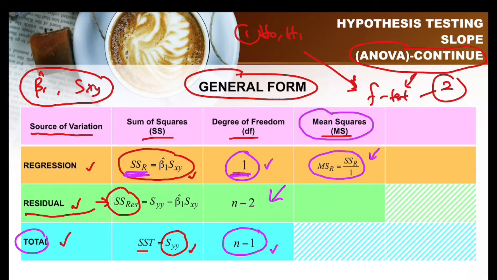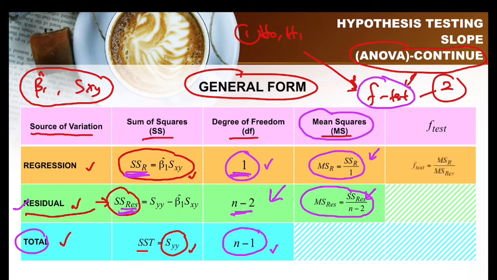How do we get mean square residual? Mean square residual is equal to SS residual divided by degree of freedom residual. You will get this. And our main point, we want to find the F test. So our F test formula is MSR divided by MS residual.